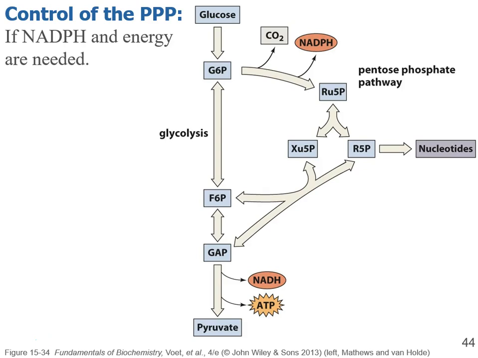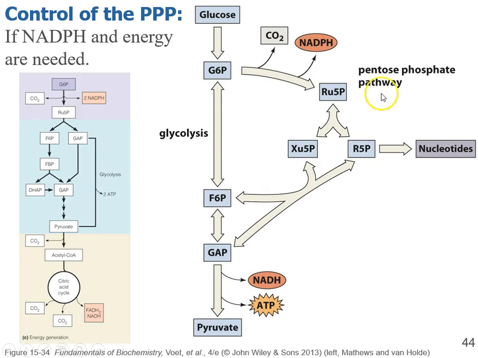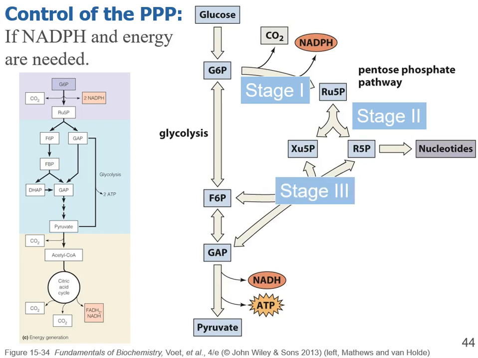Now suppose you need NADPH and energy in the form of ATP. Again, think about what pathways you might need. If I show that the glycolysis pathway is linked to the citric acid cycle right here, we can see that what we should do then is to carry out stage 1 to get ribulose 5-phosphate, and then stage 2 to get xylulose 5-phosphate and ribose 5-phosphate, and to carry out stage 3 to get fructose 6-phosphate and glyceraldehyde 3-phosphate. That gives us a link to glycolysis.